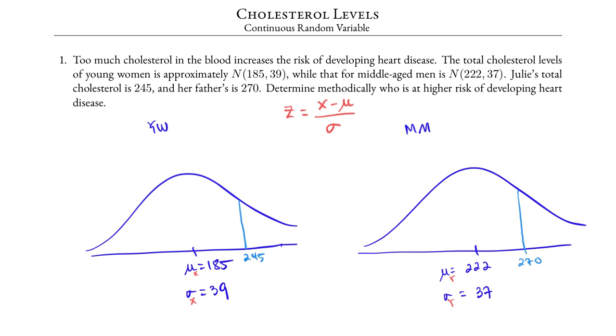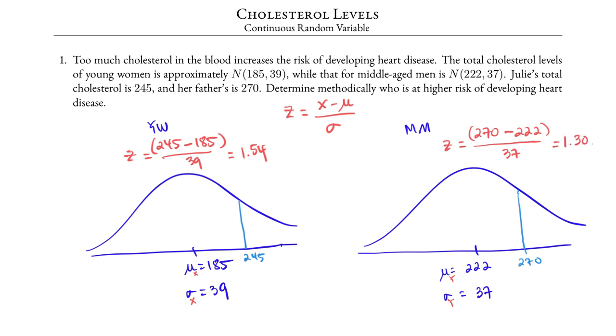And so for Julie, the Z-score is 245 minus 185 divided by 39. And this will give us 1.54. For Julie's father, the Z-score is 270, the given value x, minus the mean, 222, divided by the standard deviation, 37. And this is 1.30.